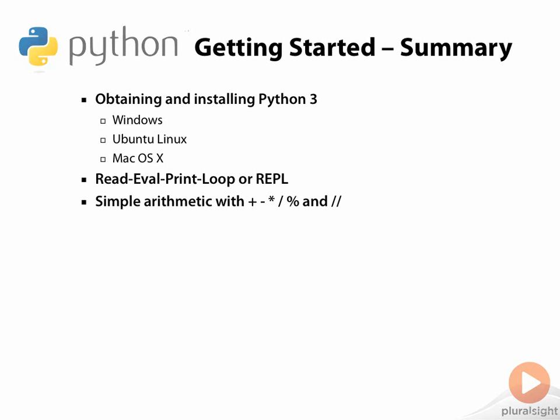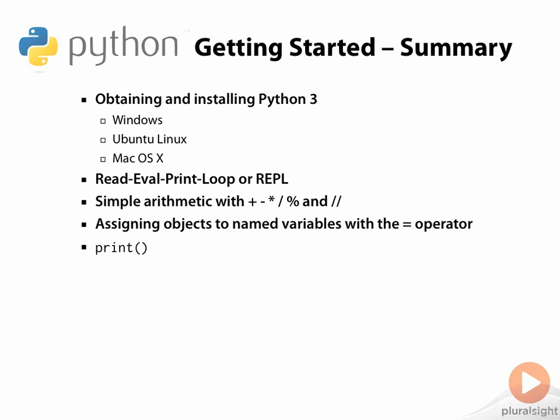We learned some simple arithmetic operators with plus, minus, multiply, divide, modulus, and the integer division operator with double slash. We discovered we could give objects names with the assignment operator using the equals symbol. We learned how to print objects, and we showed you how to exit the REPL, which is different on Windows with Ctrl-Z or Linux and Mac with Ctrl-D.